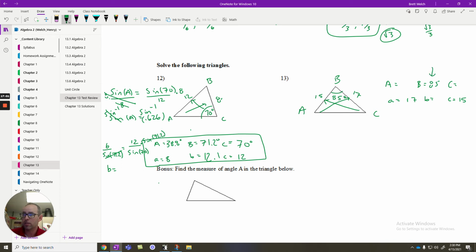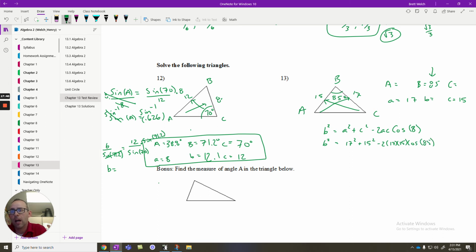Since we're working on angle B, we're going to use that version of the formula. That formula should look something like b squared equals a squared plus c squared minus 2ac cosine of big B. All right, we can plug all the information in and start to find b. b squared equals a, which is 17 squared, plus c, which is 15 squared, minus 2 times 17 times 15 times the cosine of big B, which is 85.